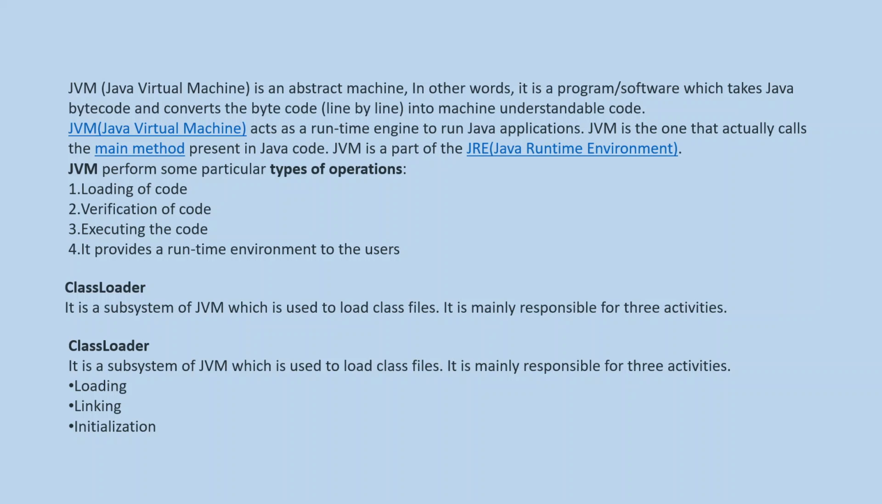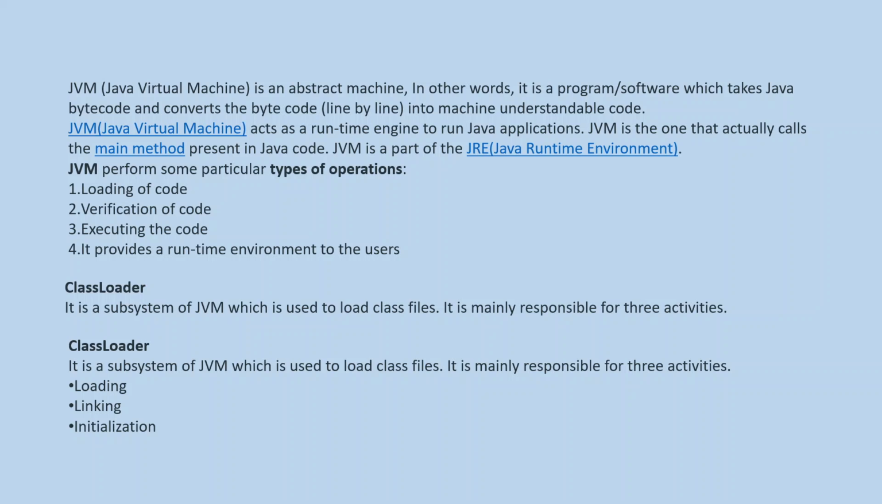So JVM is one that actually calls the main method present in Java code. JVM is a part of JRE, Java runtime environment. Now JVM performs some particular types of operations. What are the operations performed by the JVM? Loading of the code, verification of the code, executing the code, and it provides a runtime environment to the users.